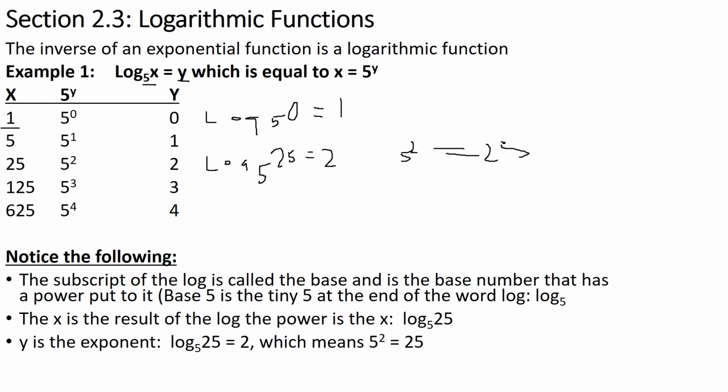We're basically saying this base to this power gives this resulting answer. So log base 5 of 625, right here, equals, bad equal sign, I apologize, equals 4. And really what we're saying is 5 to the 4th equals 625.